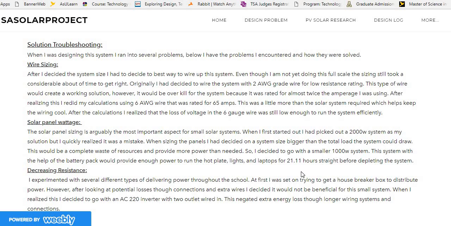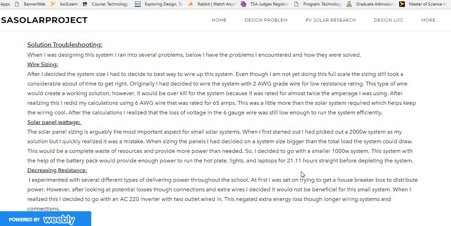For wire sizing, after I decided the system size, I had to decide the best way to wire up the system. Even though I am not yet doing this full scale, the sizing still took a considerable amount of time to get right. Originally, I had decided to wire the system with 2 AWG grade wire for low resistance ratings.